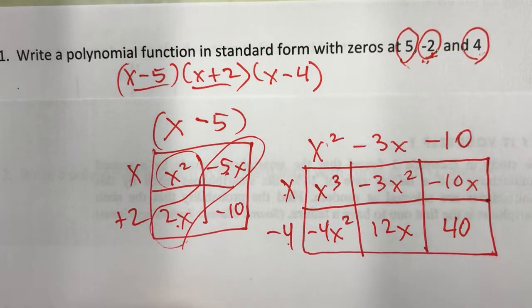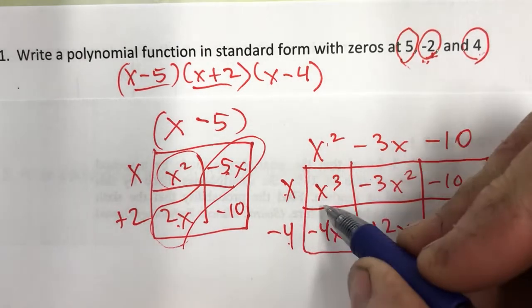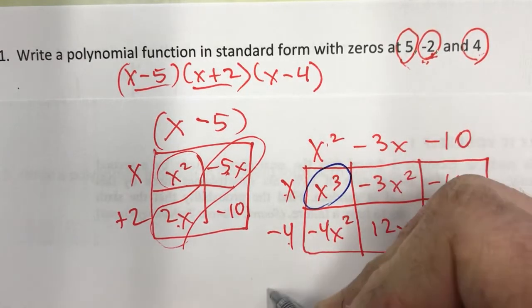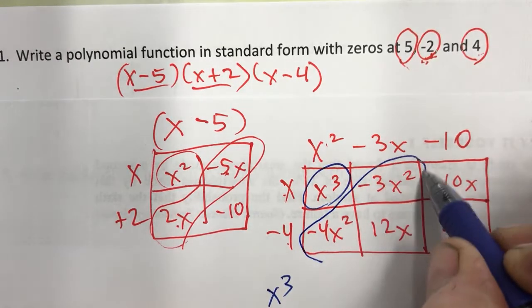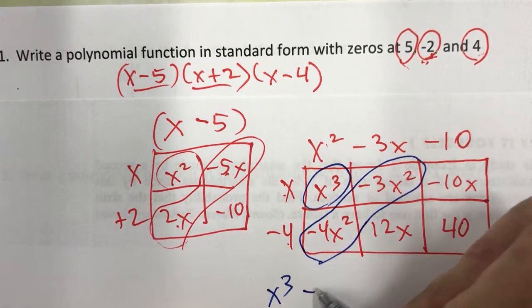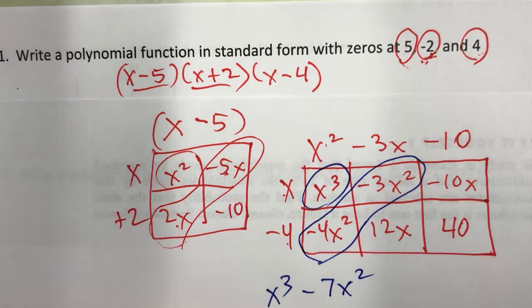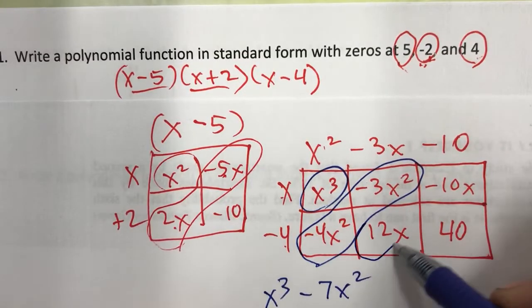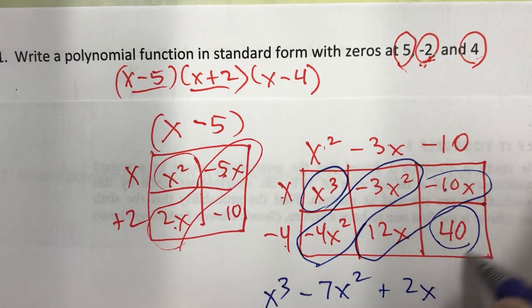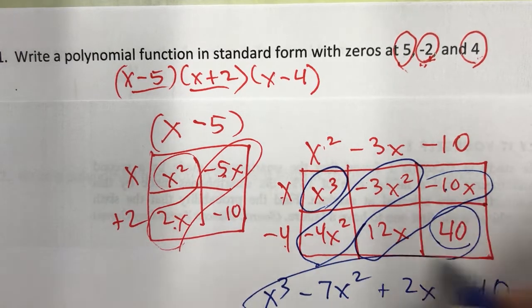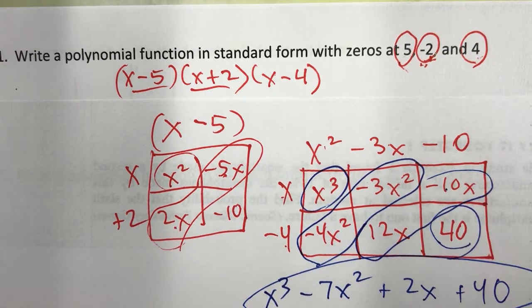All right, so let's see here. I got my x to the third. These two are like terms right here, so -3 plus -4 is -7x squared. These two here are like terms, so -10 plus 12 is a positive 2x, and then I got the 40. And there's my answer right there.